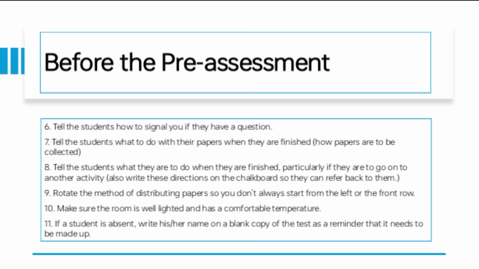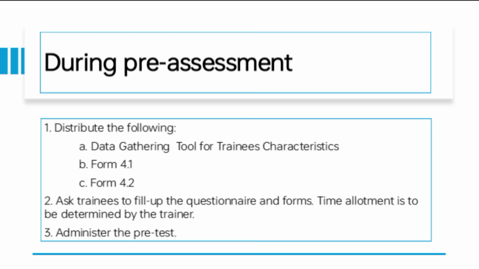Number 9. Rotate the method of distributing papers so you don't always start from the left or the front row. Number 10. Make sure the room is well lighted and has a comfortable temperature. And lastly, if a student is absent, write his or her name on a blank copy of the test as a reminder that it needs to be made up. We come now to the during pre-assessment.